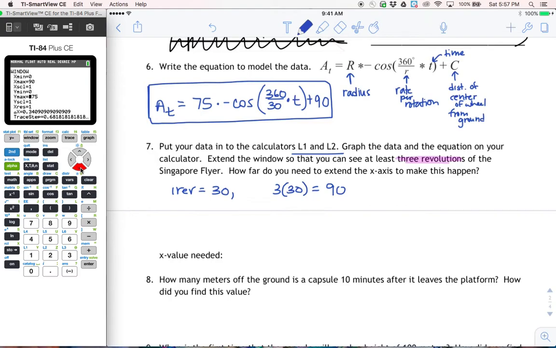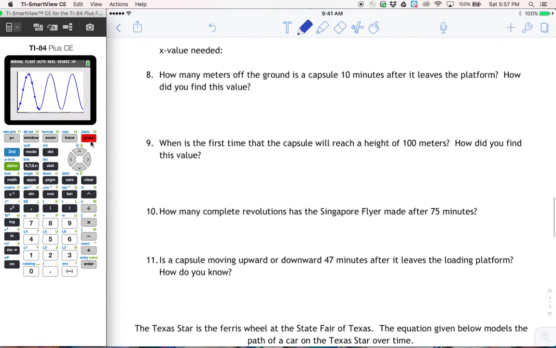So I went to 175. All right, and that's how I can see all of my graph. I can also see 3 total rotations of my graph. Now we're going to answer some questions. So let's go ahead and look at problem number 8. How many meters off the ground is a capsule 10 minutes after it leaves the platform?